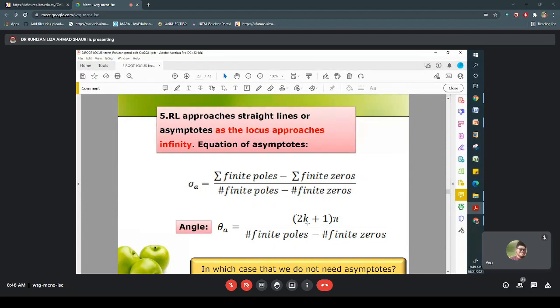When you put an integer there, 2k is an even number plus 1 is odd, so you always have an odd number there. It means that it gives you pi, 3 pi, 5 pi, and so on. Don't forget it needs to be divided by the difference between the number of poles and the number of zeros.